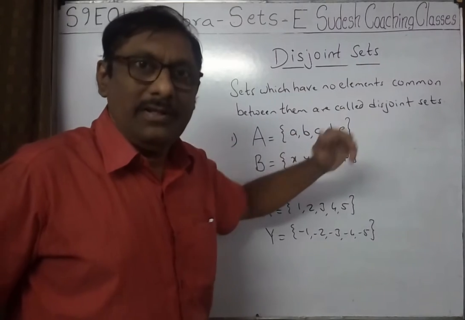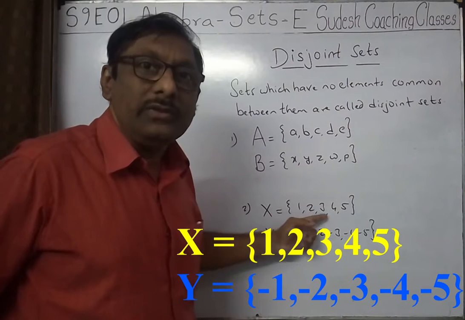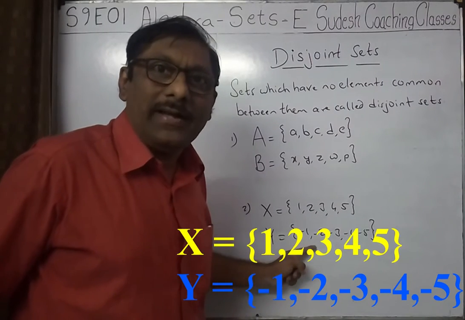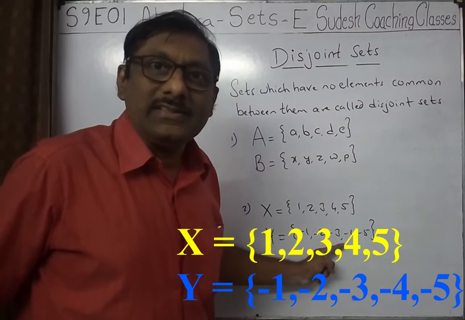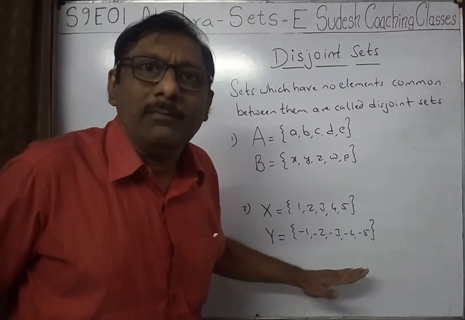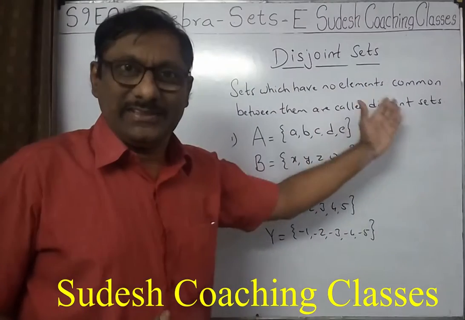Okay? Come. Second example. Set X contains 1, 2, 3, 4, 5, and set Y contains -1, -2, -3, -4, and -5. Okay? Which elements are common between them? None. And therefore, they are called disjoint sets.